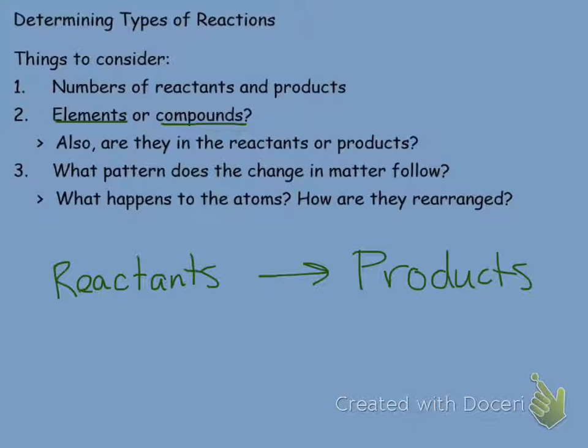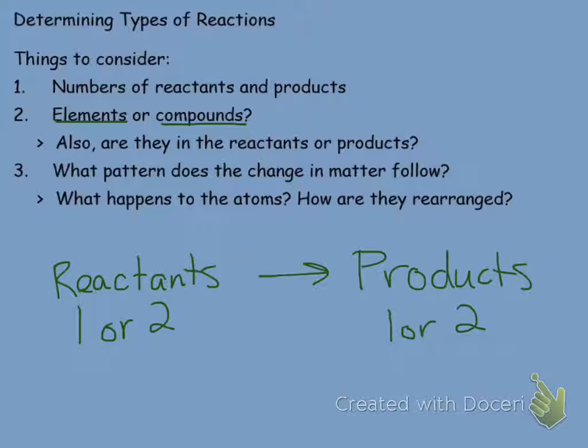First, we're going to look at the numbers of reactants in products. You can have either 1 or 2 reactants and 1 or 2 products. Depending on how many you have, will help us give a hint to what type of reaction it is. Sometimes that will allow us to immediately identify its type. Other times we'll have to look for more information to distinguish between them.